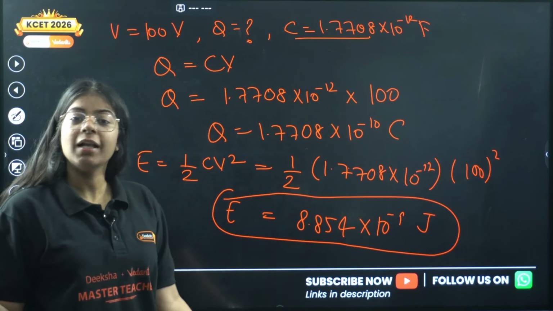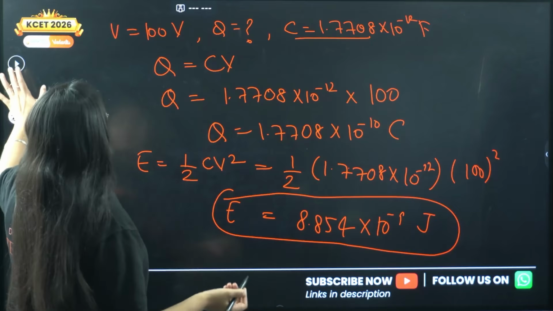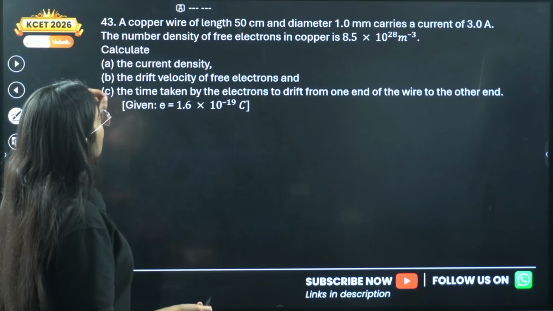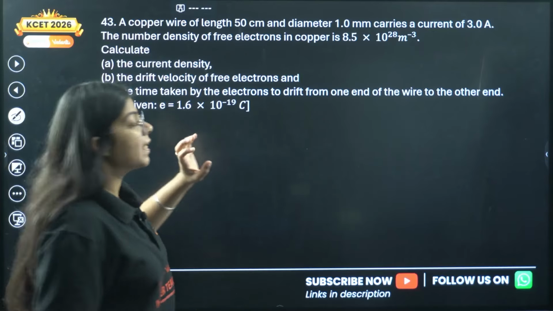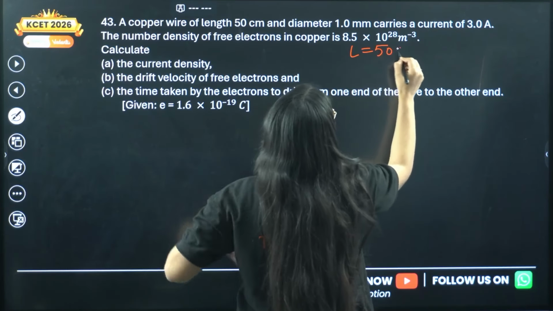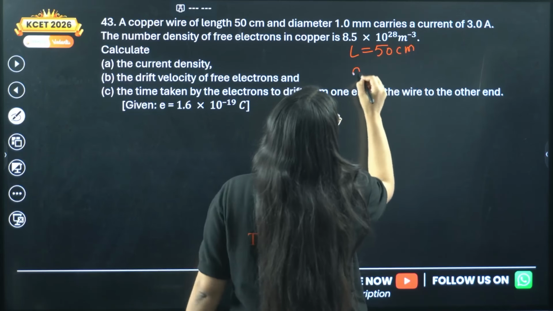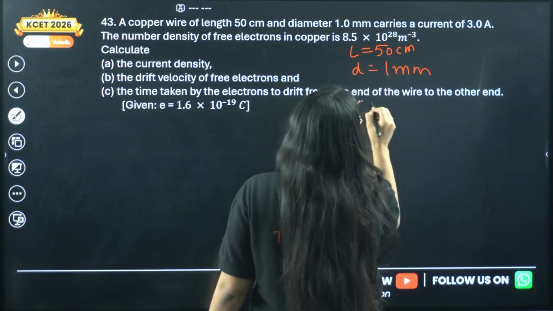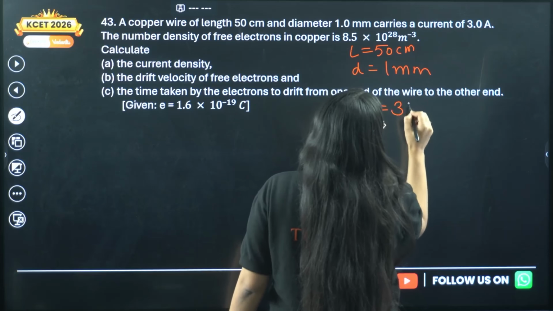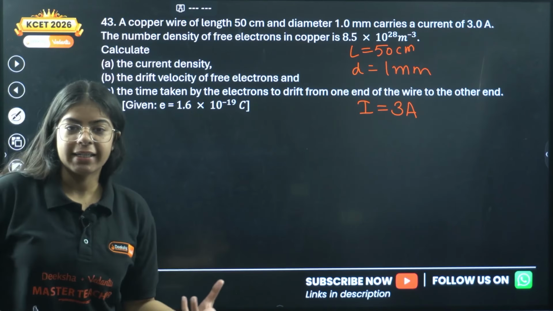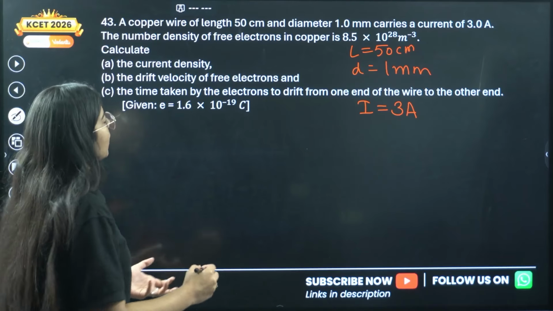Hence, the whole numerical is done. Okay, moving on to the next one, the 43rd numerical. It says a copper wire of length 50 centimeter and diameter 1 mm carries a current of 3 ampere. Calculate the current density.